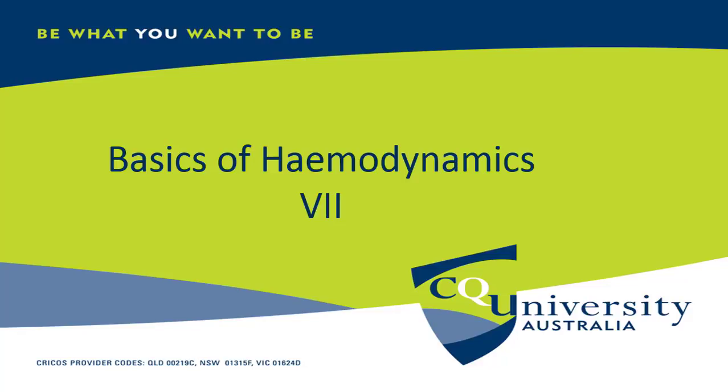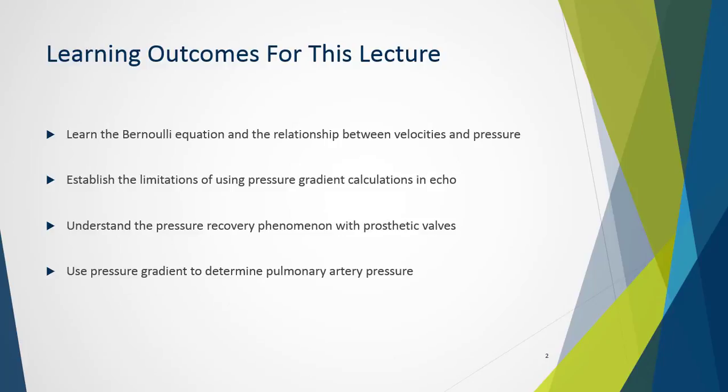And this is our 7th lecture in Basics of Hemodynamics. With this lecture here, we'll learn about the Bernoulli equation and the relationship that exists between velocities and pressure. We'll establish the limitations of using the pressure gradient calculations in echo. We'll understand the pressure recovery phenomenon, specifically with prosthetic valves. And we'll use the pressure gradient to determine pulmonary artery systolic pressure, a very common measurement we do in echo.